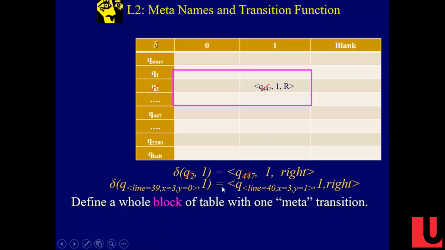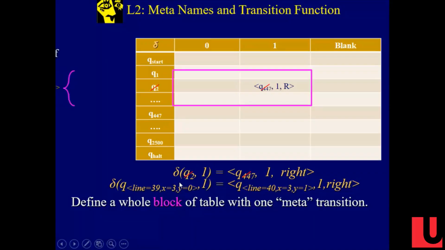So this equals doesn't mean we're assigning 40 to 39. It's not an assignment. It's how am I going to fill in this table, right? And there's going to be a pattern, right? First off, we want to know what's the pattern of the names. The pattern of the names is every name in this little block is going to be called Q line equals 39, and then it's going to have X equals something.